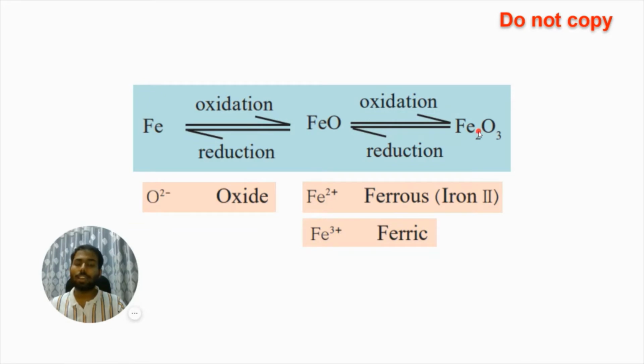So what difference happened from here to here? Fe lost one more electron. So when Fe loses one more electron, +2 becomes +3. One electron went away, so one extra positive charge comes. So even when Fe is transforming from FeO to Fe2O3, it is getting oxidized.